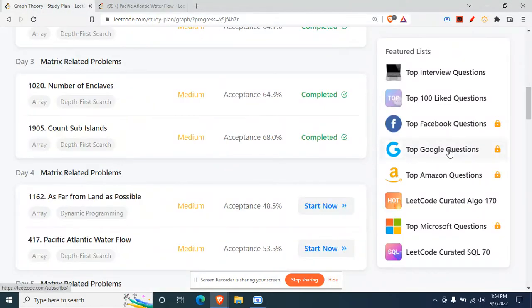Hey there, today we'll be going on to this problem that is from the graph playlist of Leetcode, that is 417 Pacific Atlantic Water Flow.